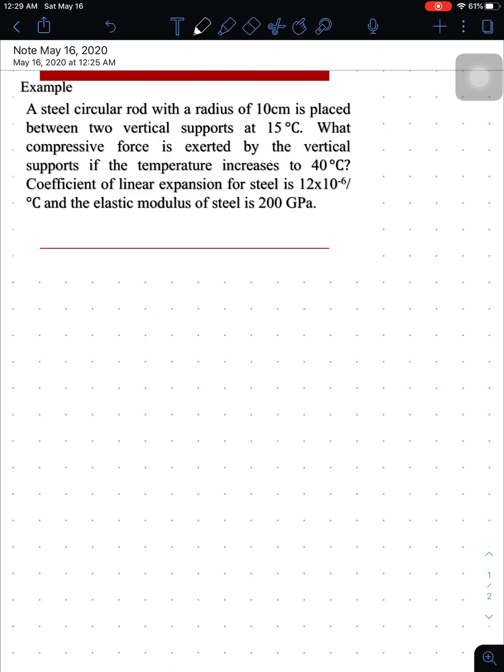So example number 1. A steel circular rod with a radius of 10 centimeters is placed between two vertical supports at 15 degrees Celsius. What compressive force is exerted by the vertical supports if the temperature increases to 40 degrees Celsius? Coefficient of linear expansion for steel is 12 times 10 to the negative 6 per degree Celsius, and the elastic modulus of steel is 200 gigapascal.